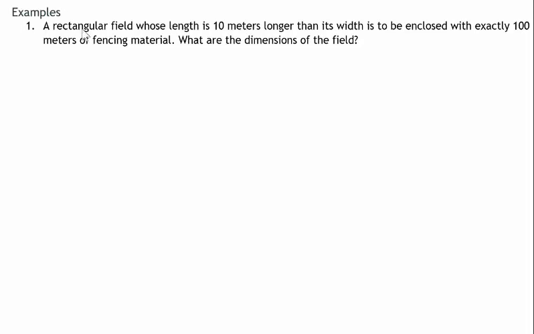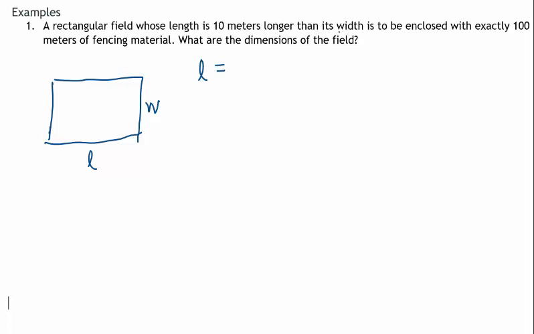So this first example: a rectangular field whose length is 10 meters longer than its width is to be enclosed with exactly 100 meters of fencing material. What are the dimensions? Okay, so we have a rectangle and we have the length and the width, and what we're told is the length is, so I'm going to just say L equals 10 meters longer than its width.